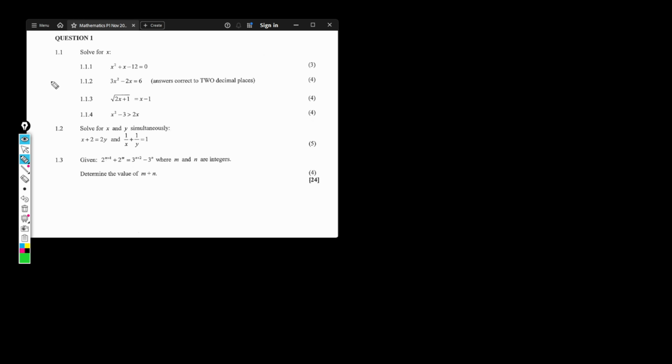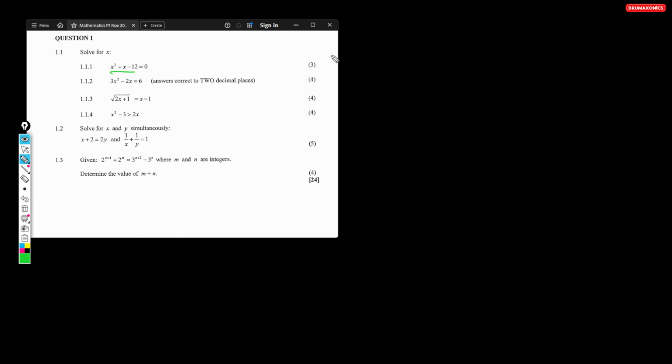Hi guys, so today we are going to solve for x. This is the 2023 November paper. So we are going to start with 1.1.1, which says to solve for x squared plus x minus 12.